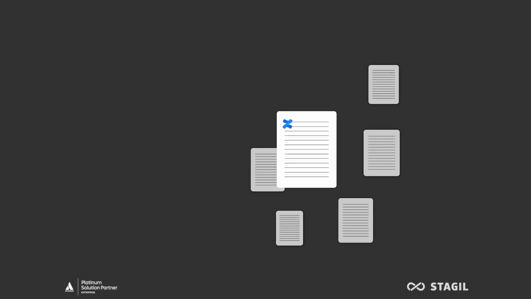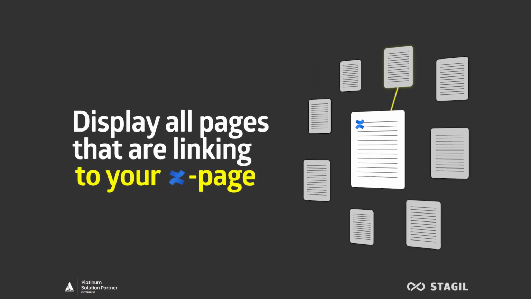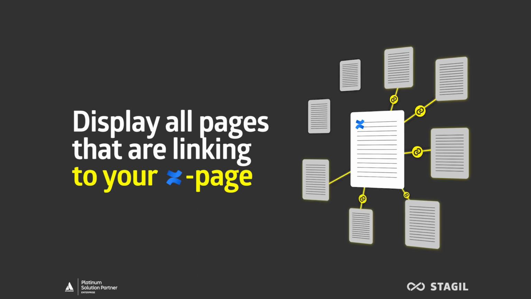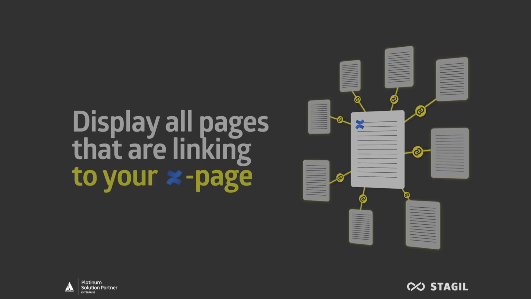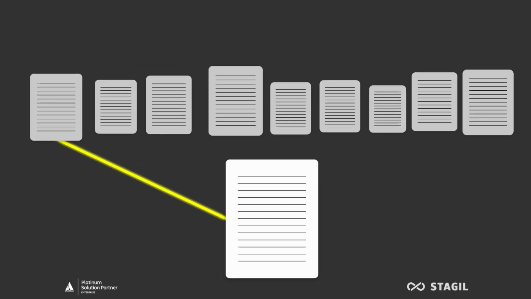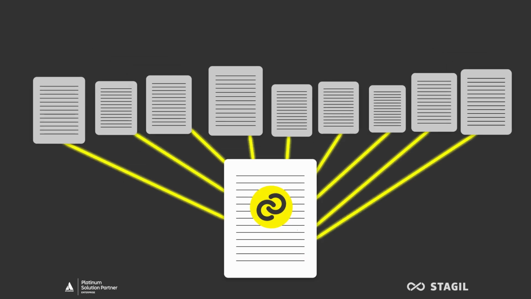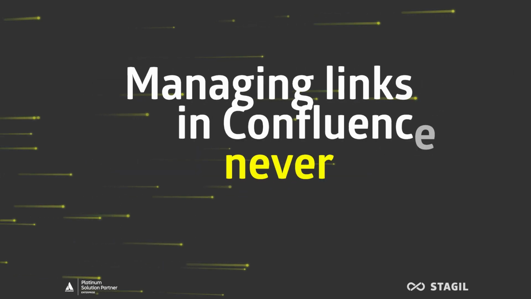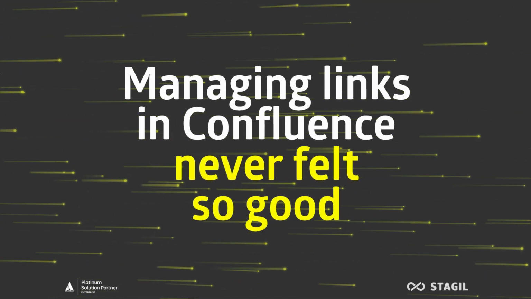Confluence Incoming Links lets you display all the pages that are linking to your current Confluence page. Are you finding it difficult to keep track of all the pages that are linked to the current page on Confluence? Look no further than the Confluence-Macro Incoming Links feature from STAGIL.